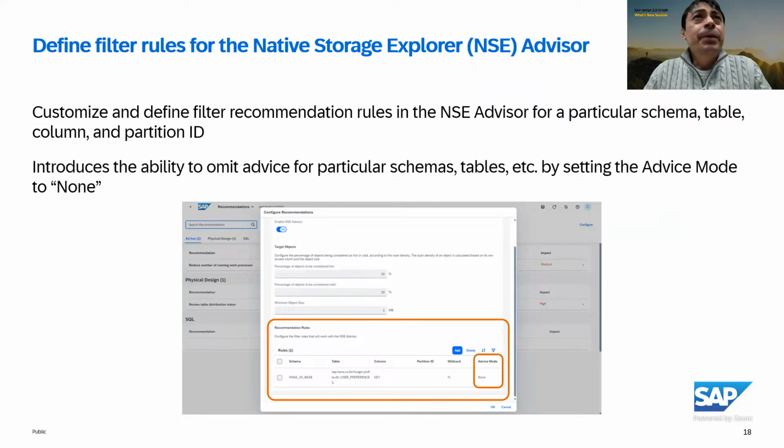From an NSE perspective, we can now define recommendation rules for the NSE advisor. So now you can customize and filter those recommendation rules for a schema, a table, a partition ID, a column. And we also are introducing the ability to omit or not perform any of the advice that is given for particular schema tables and so on. And you do this by setting the advice mode to none when you are editing this configuration.